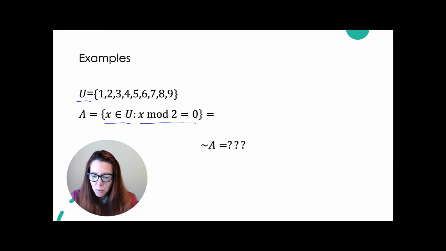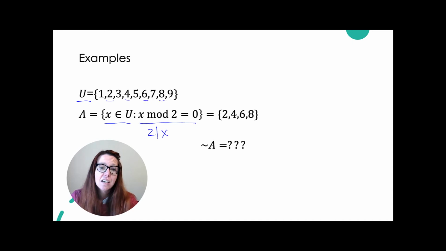Our universe is very small and finite, so we should be able to list those. And in fact, we know that X mod 2 equals 0 is the same as 2 divides X, right? So it's a multiple of 2. And so within our universe, that means just the numbers 2, 4, 6, and 8. The odd numbers aren't, 2 does not divide them evenly.